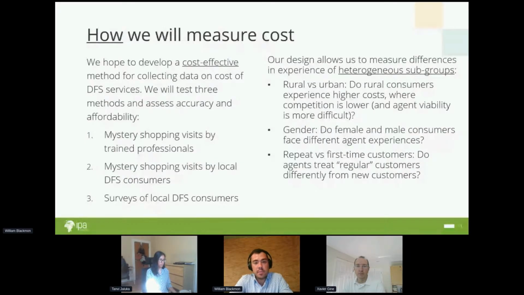We're also looking at any potential gender discrimination by comparing experience of female and male mystery shoppers. We can directly measure any potential gender discrimination by agents. And then finally, we will send consumers both to agents that they use regularly and to agents that they have never used before. This will allow us to understand if agents are systematically treating new customers differently than their regular customers, perhaps charging higher fees to new customers because agents consider these to be one-off transactions.